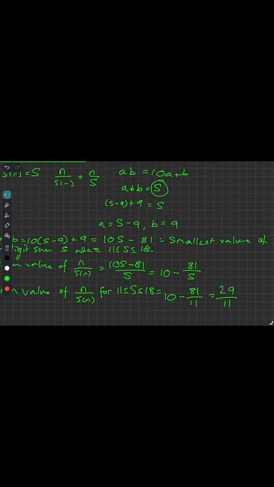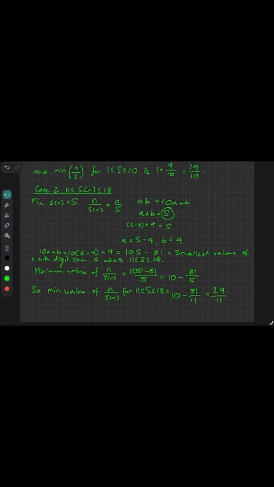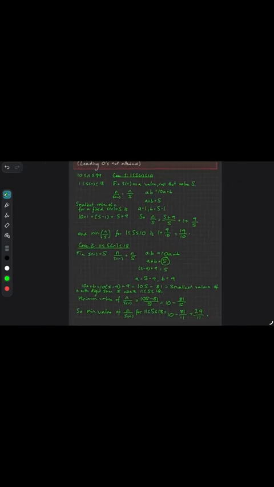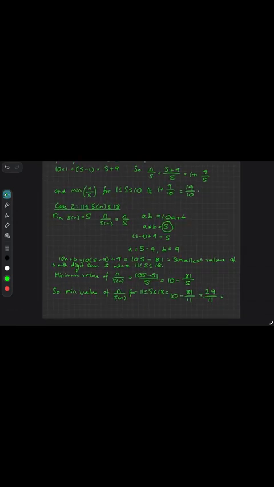So there we go. At this point, we now have two values, 19 on 10 and 29 on 11. And all we need to do is compare those two, because essentially we've considered every single digit sum, and we found that the smallest possible value of n divided by s of n, when s is between 1 and 10, is 19 on 10. The smallest possible value of n divided by s of n, when s of n is between 11 and 18, is 29 on 11. And then whichever is the smaller of those two is the smallest overall, right? Because we have two separate cases. Now we're joining them together to find which is the smallest overall. So all we need to do is compare 19 on 10 to 29 on 11.